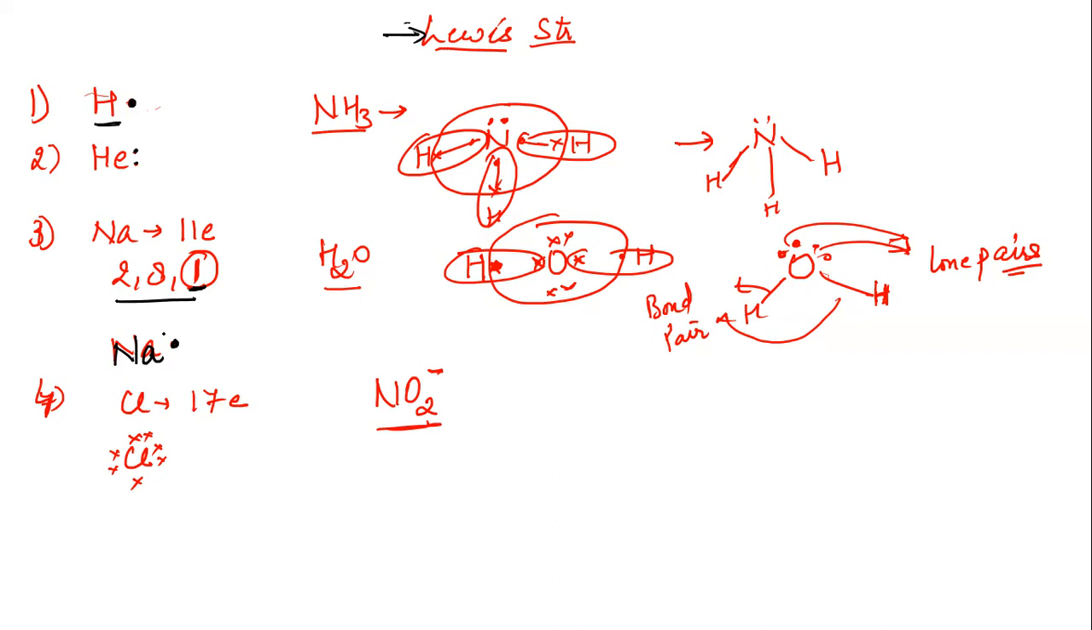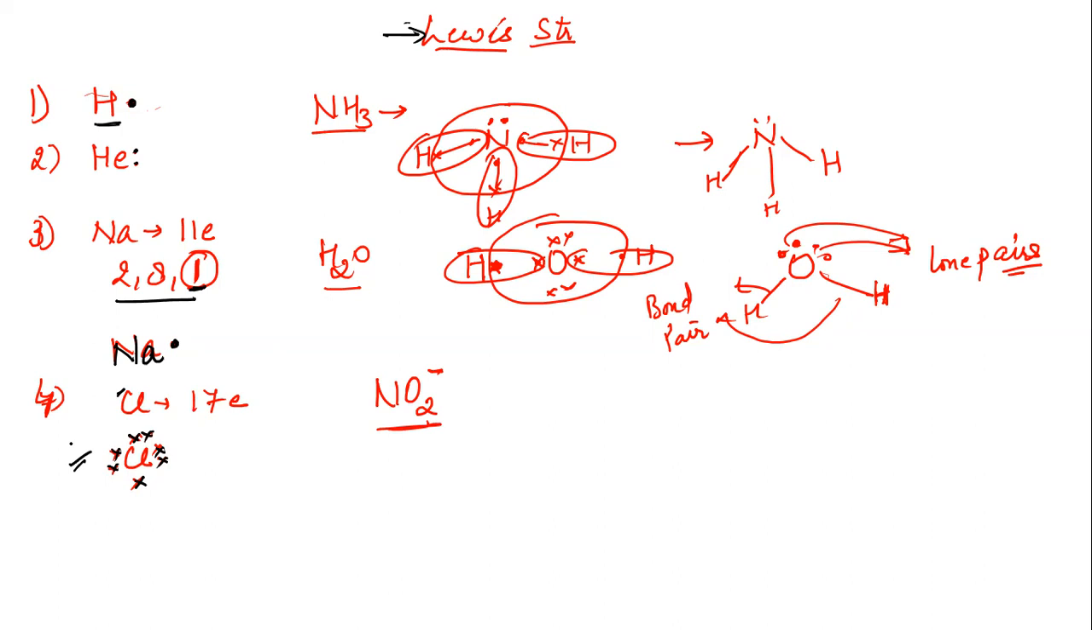Clear? Okay. Similarly, in the case of chlorine, we have 17 electrons, so 2, 8, 7. So total 1, 2, 3, 4, 5, 6, and 7. This is how we show each and every individual atom's Lewis structure. Clear?